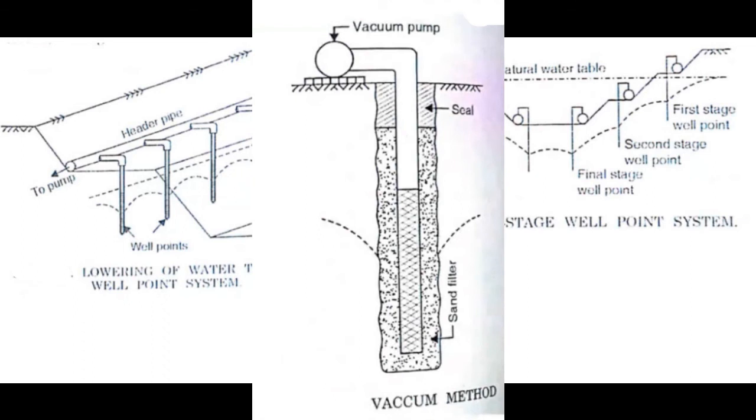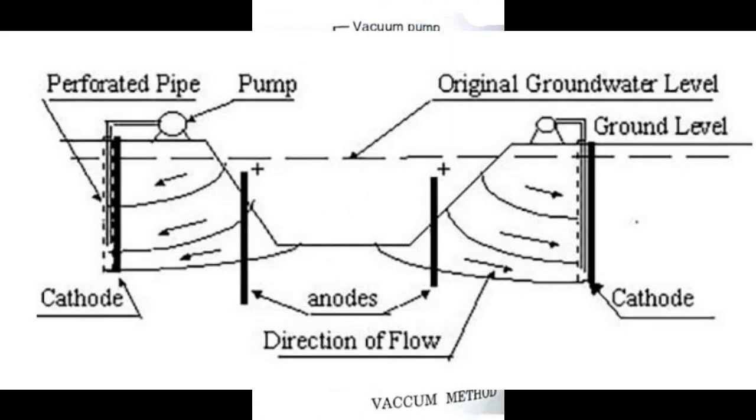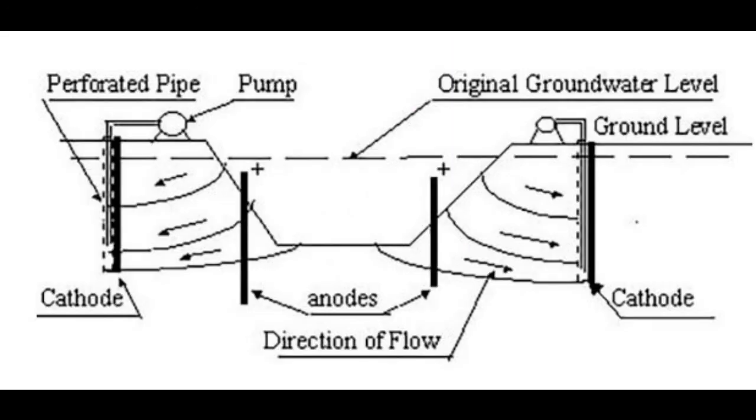Further we have more advanced methods like the vacuum method. In this one, a vacuum pump is used to create a vacuum in the sand filling, which will then remove the excessive water because of the pressure that has been applied, and then the soil will become stiffer. Also there is the electro-osmosis method, in which we have positive and negative points at the water level, and this arrangement is made in such a way that the natural direction of flow of water is reversed away from the excavation, and that increases the strength of the soil.